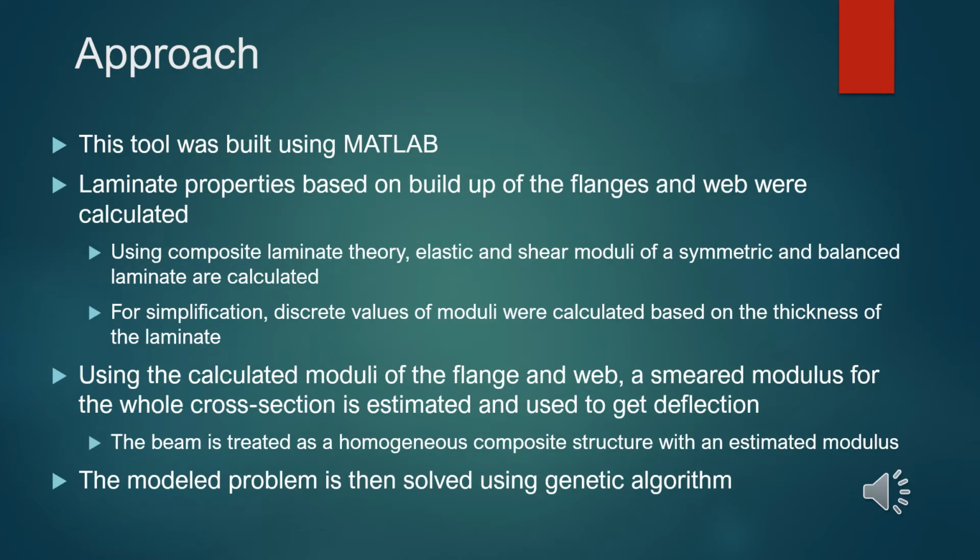This tool was built using MATLAB. Laminate properties based on buildup of the flanges and web were calculated. Using composite laminate theory, elastic and shear moduli of a symmetric and balanced laminate are calculated. For simplification, discrete values of moduli were calculated based on the thickness of the laminate. Using the calculated moduli of the flange and web, a smeared modulus, or average, for the whole cross-section is estimated and used to get deflection. The beam is treated as a homogeneous composite structure with an estimated modulus. The modeled problem is then solved using a genetic algorithm.